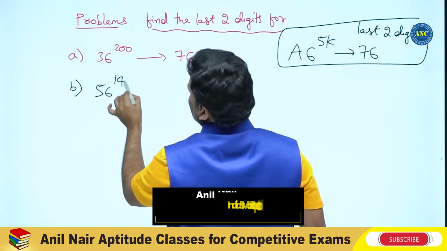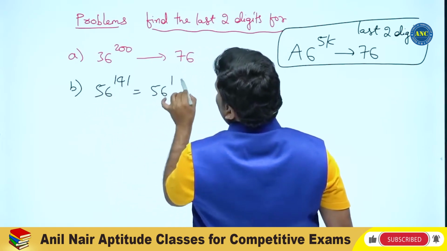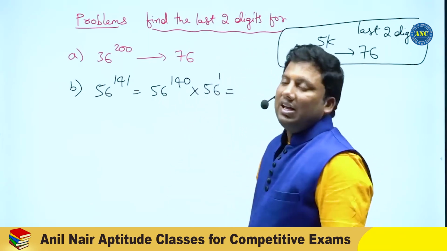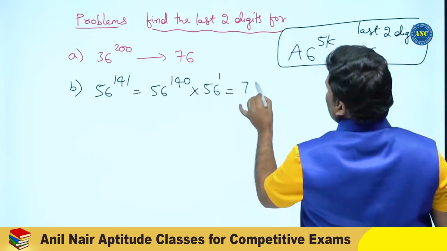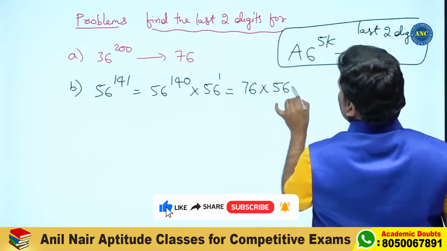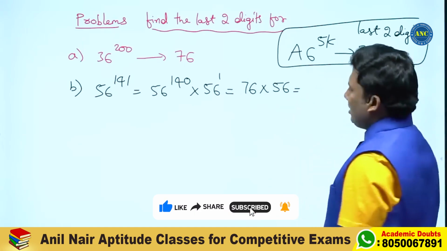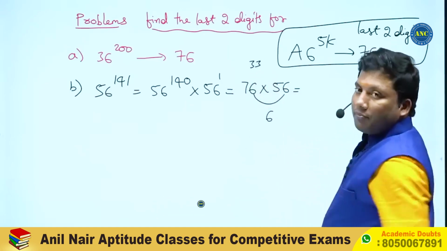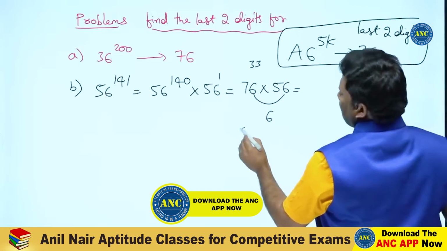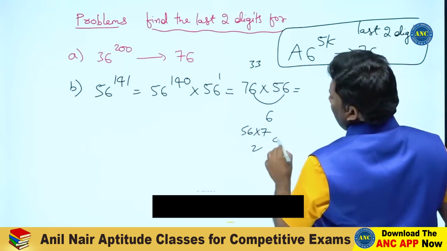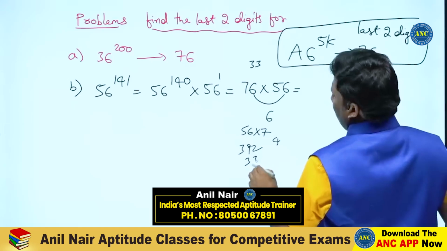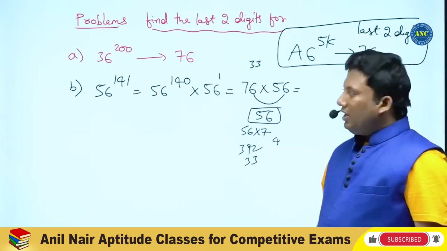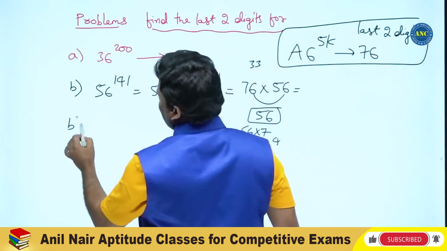56 power 141. This can be written as 56 power 140 into 56. 140 is a multiple of 5, so the answer is 76 into 56. 56 6s are 336, so 36. 56 7s are 392, plus 3, 395. Answer is 56. I hope it is clear. Very, very easy question, sir.